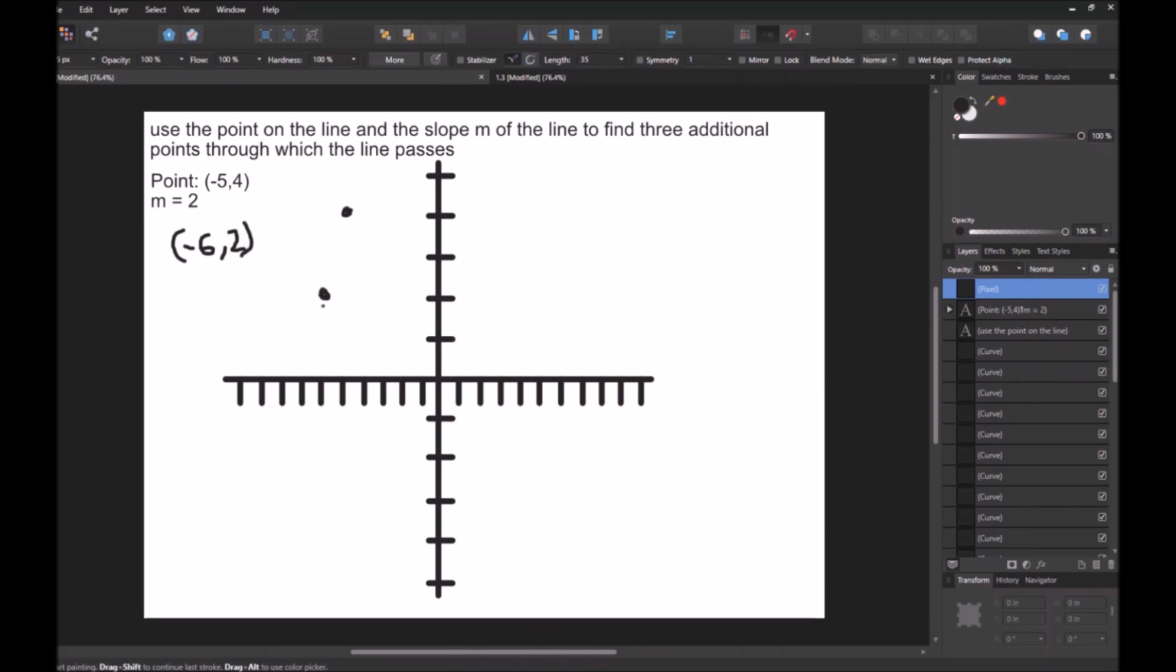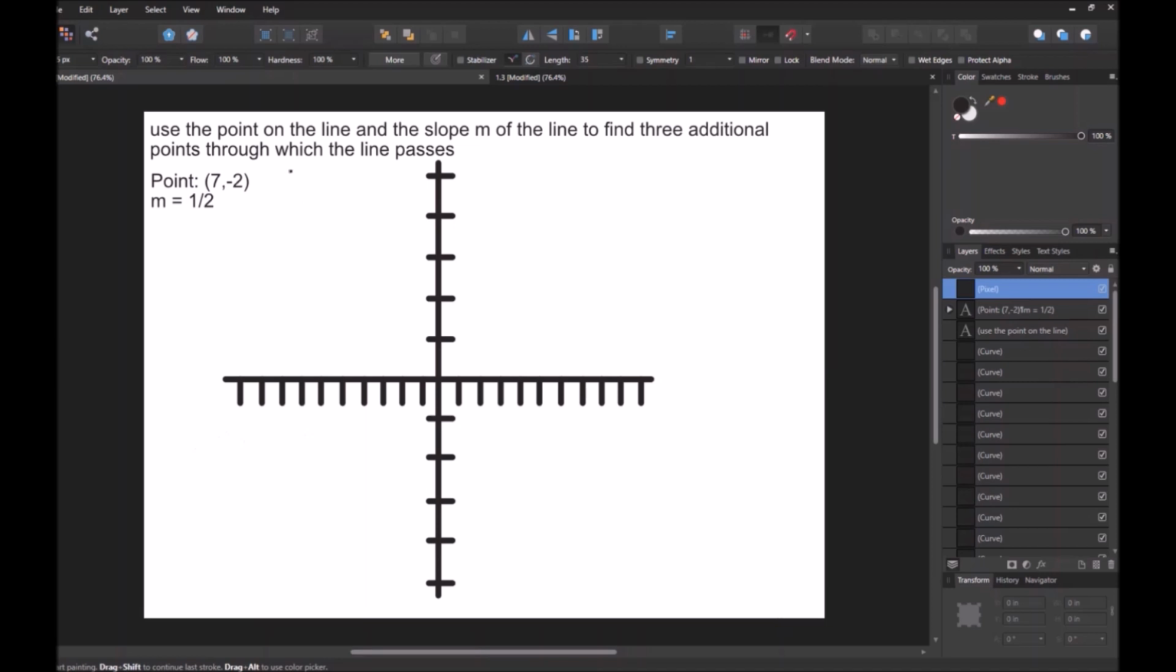And then if I do that again, if I go 1, 2, and over 1, then I'm at negative 7, 0. And if I do that again, I will be at negative 8 comma negative 2, because I'll be going down 2 and over 1. So those are 3 points that you could have used in your answer.